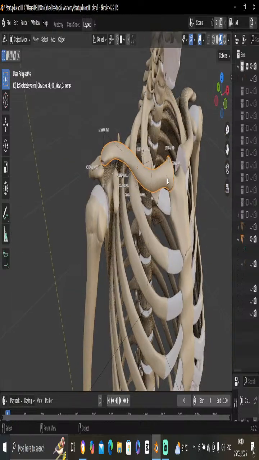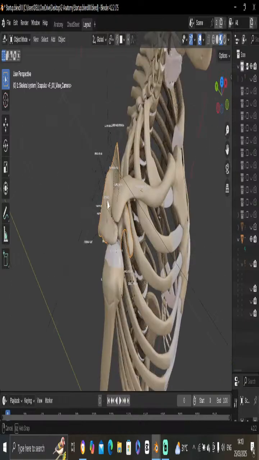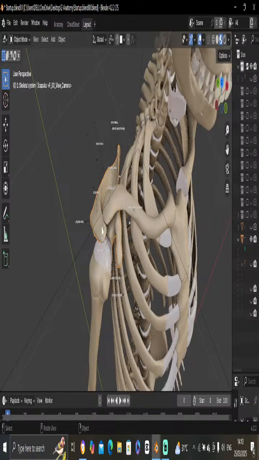So laterally, the clavicle attaches to the scapula. This bone that I just highlighted now is known as the scapula. It attaches to the clavicle at the acromioclavicular joint. The reason is this bony projection of the scapula here at my cursor is known as the acromion. So this connects to the clavicle, and the scapula also connects to the humerus.